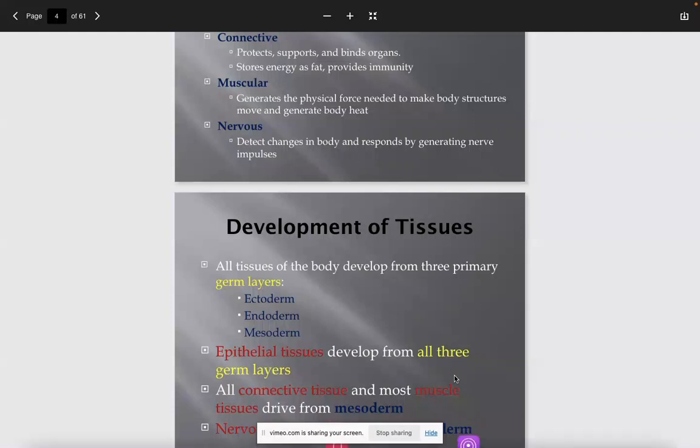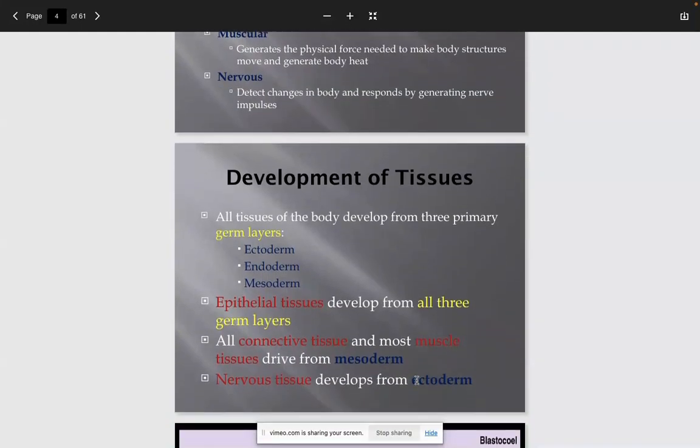Epithelial tissues develop from all three germ layers. The connective tissue and most muscular tissue derives from the mesoderm. And I said the mesoderm is the means of traveling. Okay? The mesoderm is the means of traveling, and you know that you need your muscular system and your connective tissue system in order to travel. Right? Muscular is responsible for movement. Connective tissue is responsible for providing protection and support. The nervous system develops from the ectoderm.